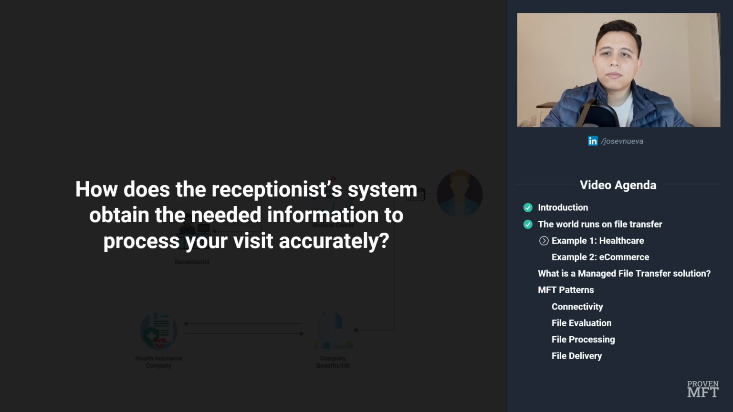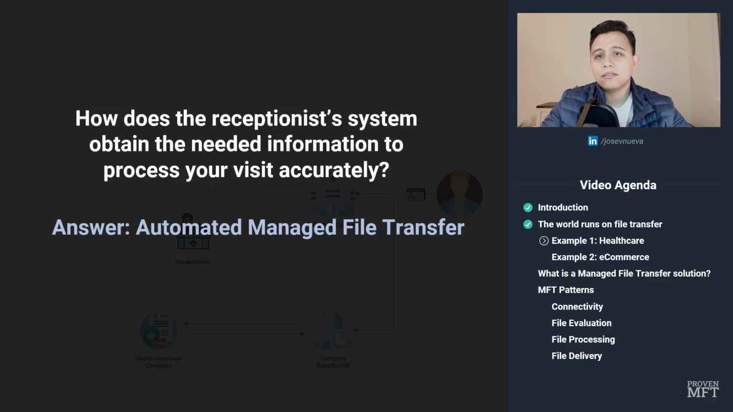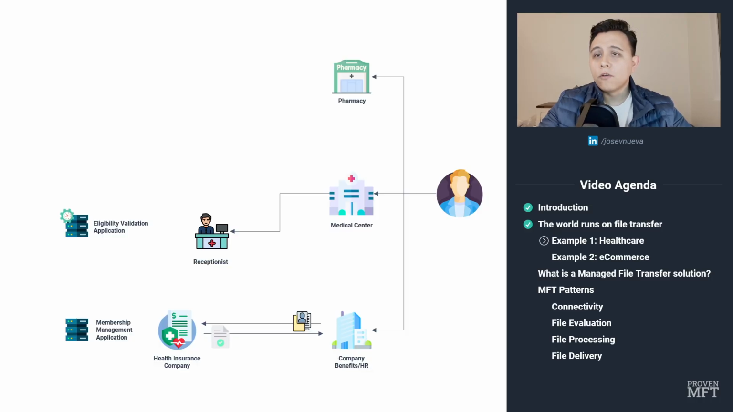Well, this information was provided to that system and the receptionist through a file transfer process that is completely automated and invisible to you and me and the receptionist. Here's that automated file transfer process. First, the hospital has a scheduled process that runs every day overnight. This process creates a file called an eligibility and benefits inquiry file.